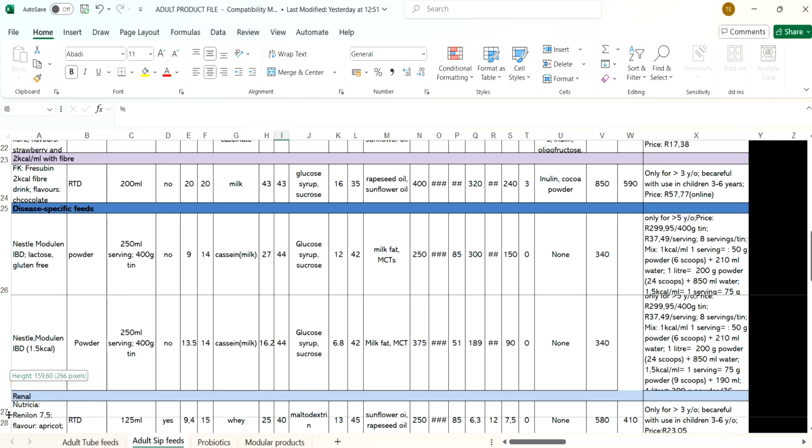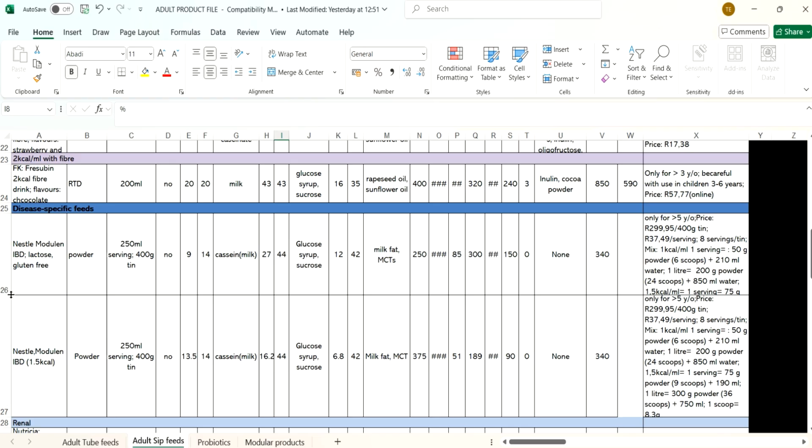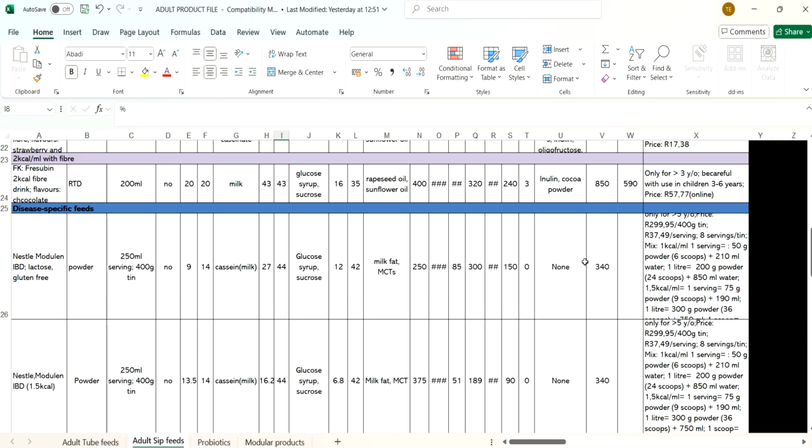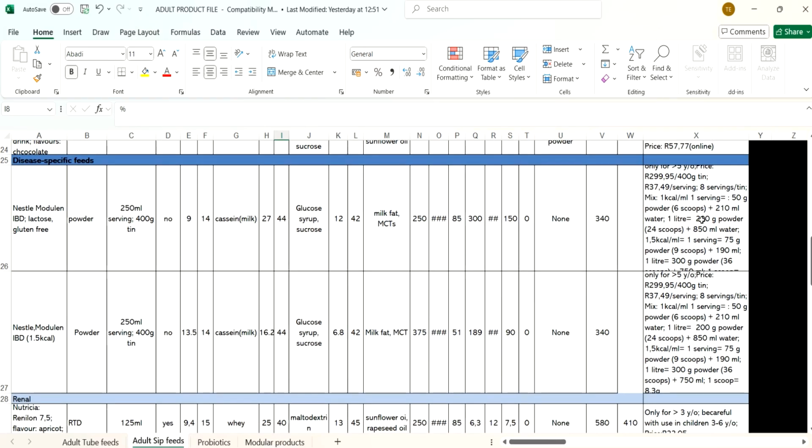Per 100 moles. Okay, so again, you indicate both mixing instructions, for the 1 kcal as well as the 1.5 kcal, right? So yeah, that's basically what you do for the powders. Okay, it's important to indicate that, it will make your life easier, especially when prescribing for a patient, and you know exactly what to do.